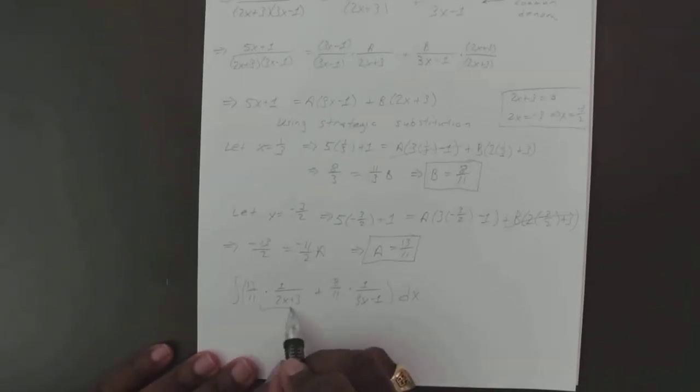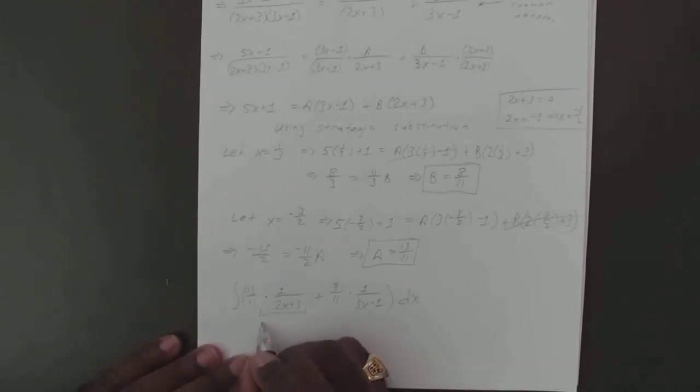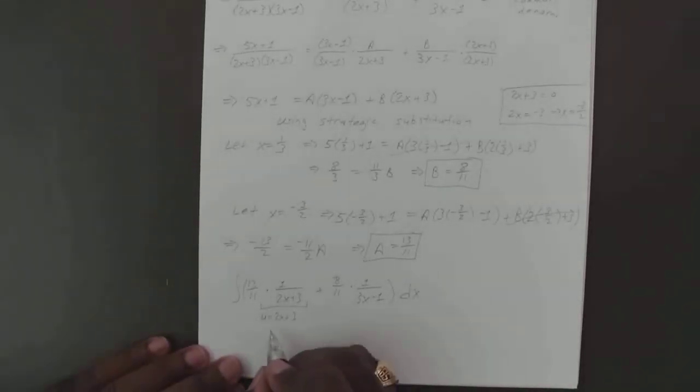Okay, so for this one, since you can't just do u prime over u, we'll let u equal 2x plus 3, which means our du would equal 2 dx, which means our dx would equal du over 2.